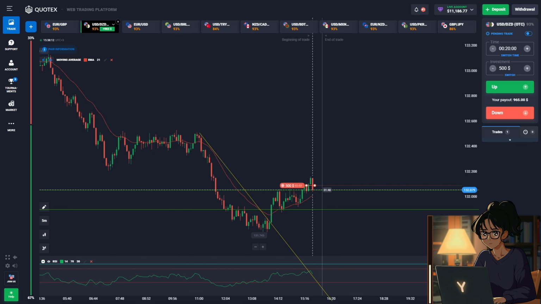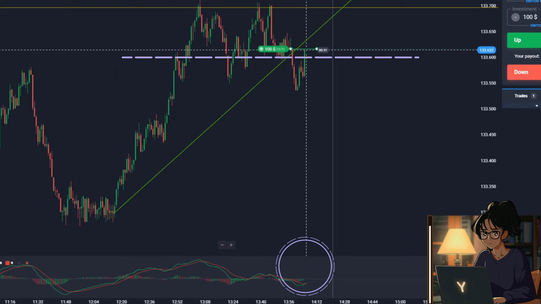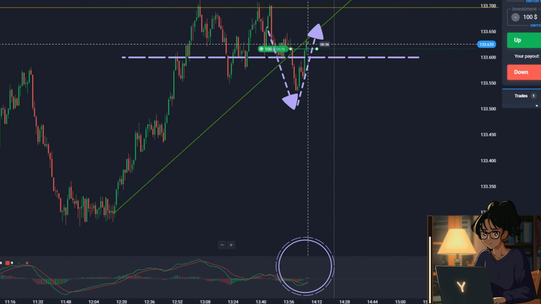For example, RSI. If it's above 70, market is overbought. Below 30, oversold. Adds weight to a reversal. One more option is MACD. If lines cross and the price is near a key level, it gives even more confirmation.